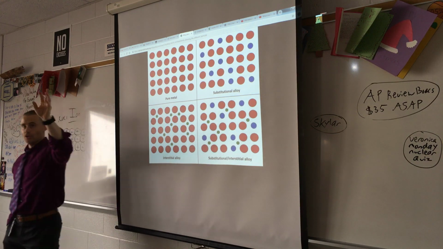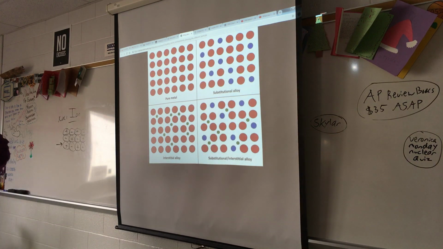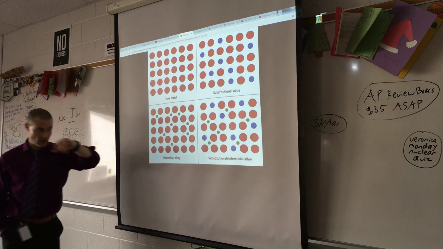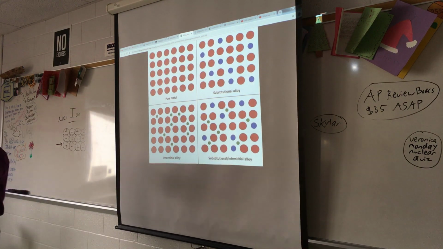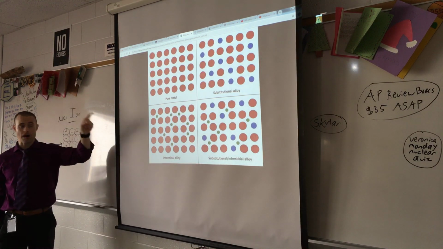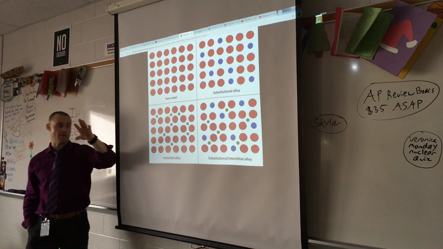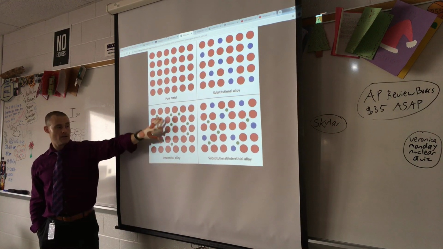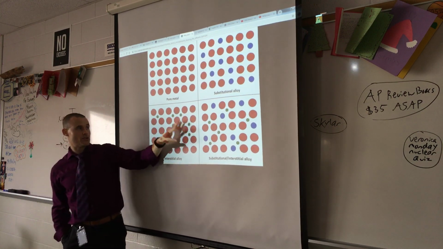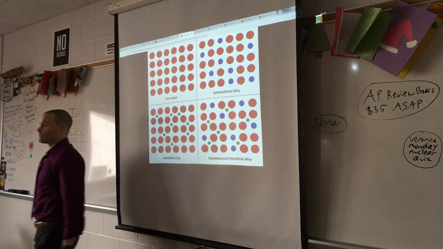It's when you take two or more elements, so it could be three, like this one has three: red, green, and blue. Usually it's just two different elements mixed physically. It's not a chemical bond. So you're physically mixing them, and this alloy here is typically stronger than this one.